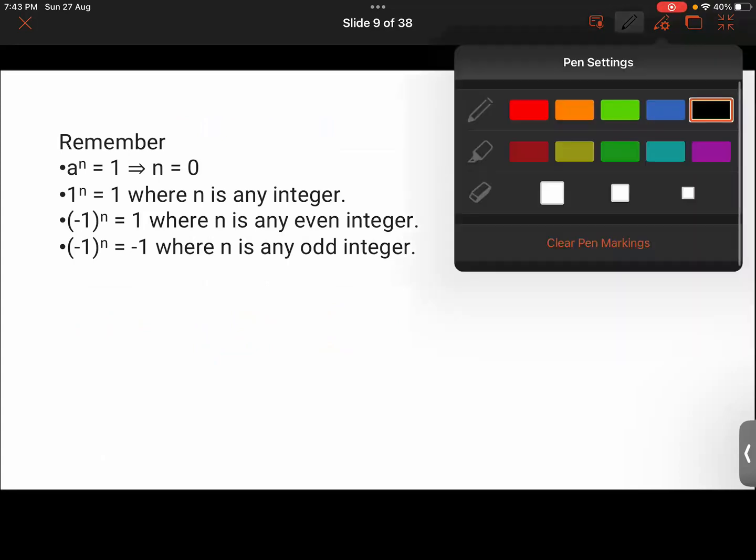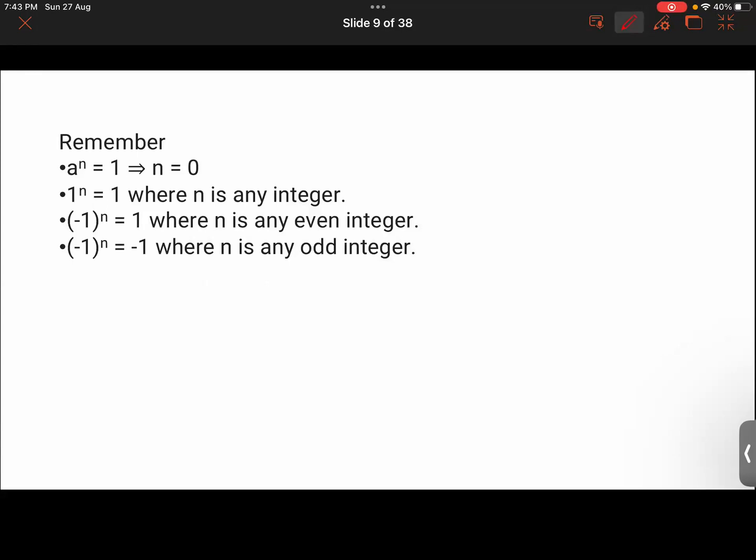Also, a few more important things you need to remember here. Suppose an expression is in the form a raised to the power n equals 1. When the number will be equal to 1, the condition applied is that the power's value should be equal to 0. So basically, if the base is 5 here and the exponent is 0, then 5 raised to the 0 will give me 1. Or if I have 6 raised to the 0, it will be 1. That is the first thing.